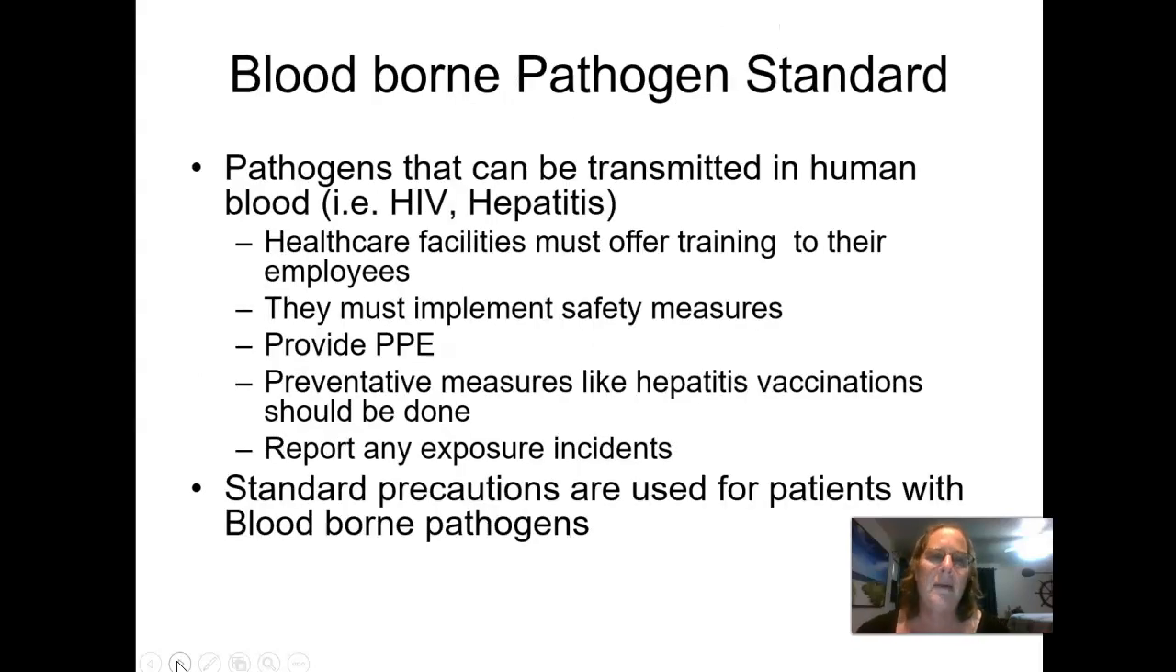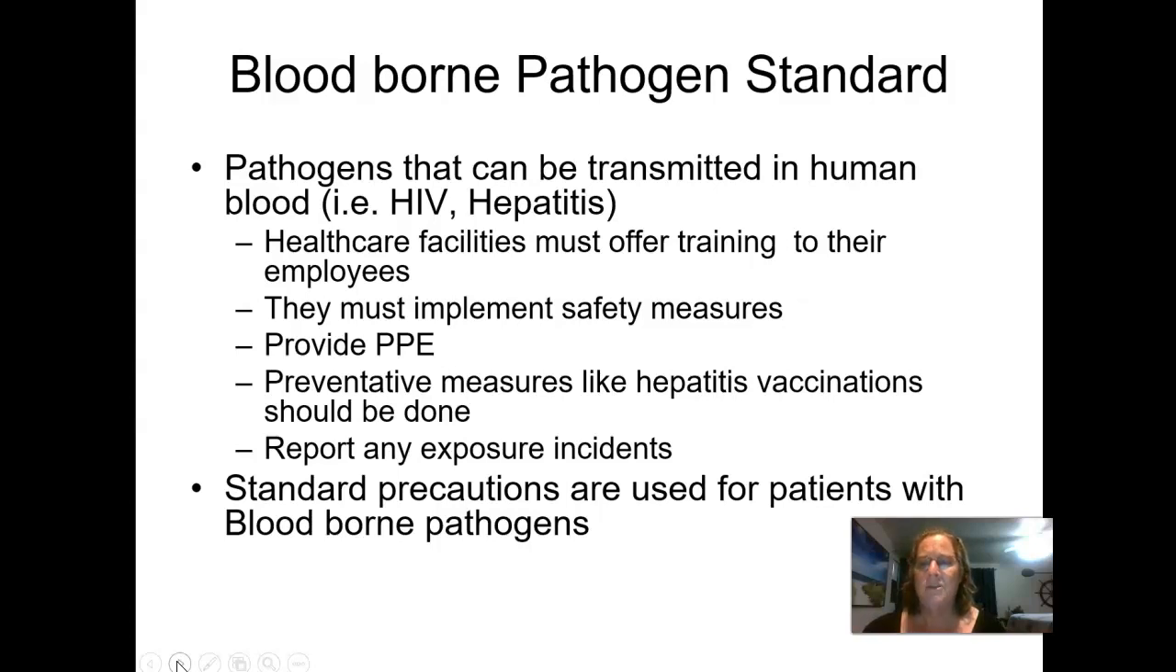As far as bloodborne pathogen standards, pathogens can be transmitted in human blood, like HIV or hepatitis. Healthcare facilities are required by law to offer training to their employees on how to prevent that from happening. So they have to implement safety measures. They are required to provide proper PPE for you, and preventative measures like hepatitis vaccinations should be done. And if you have any exposure to something, you want to make sure that you're reporting it in any way.